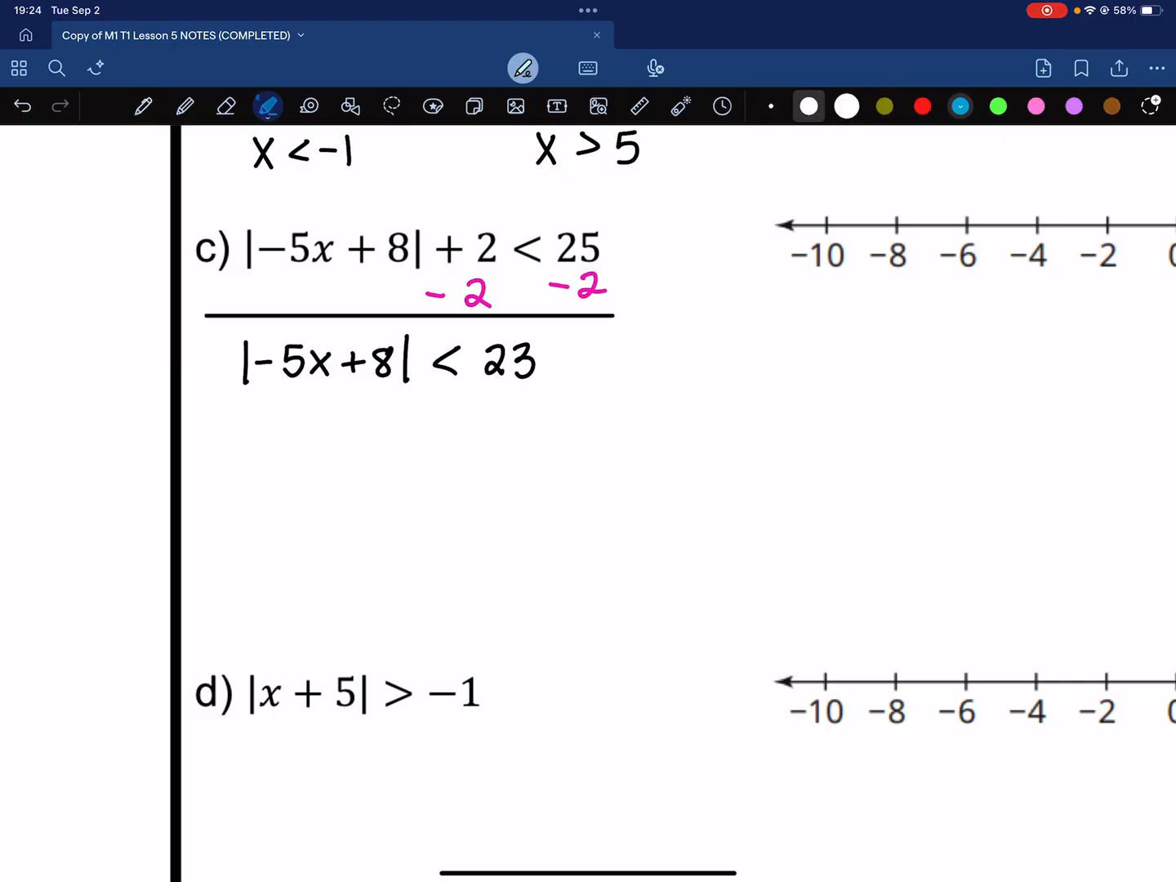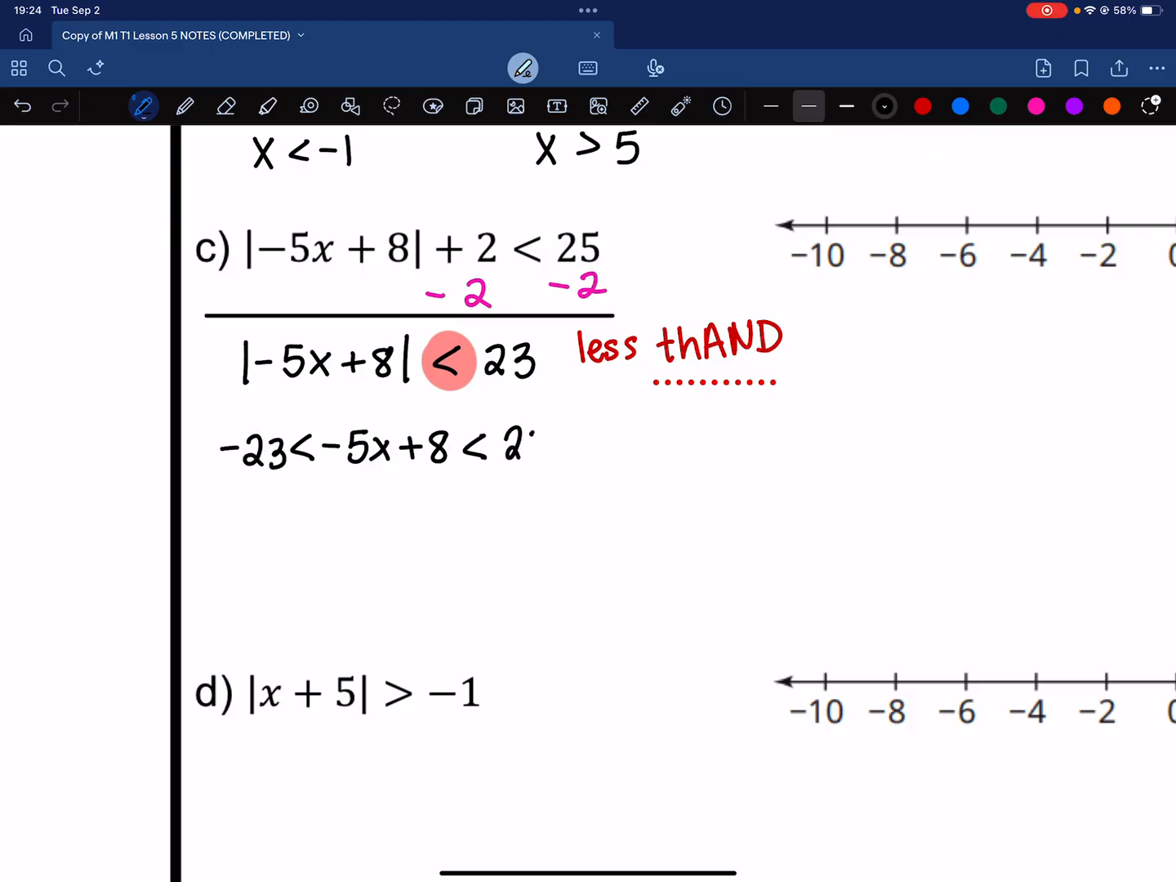So, based on the inequality sign, this is less than, which means we are going to write what's in the absolute value bars in the middle, and you're going to put negative 23 on the left side, positive 23 on the right side. These inequality signs always open up towards the bigger number. 23 is the bigger number. Okay? And now we go about solving.